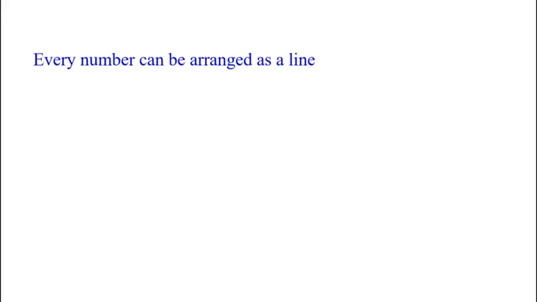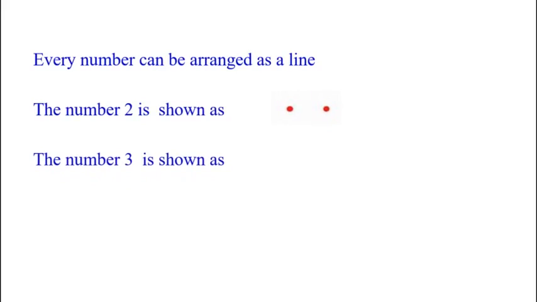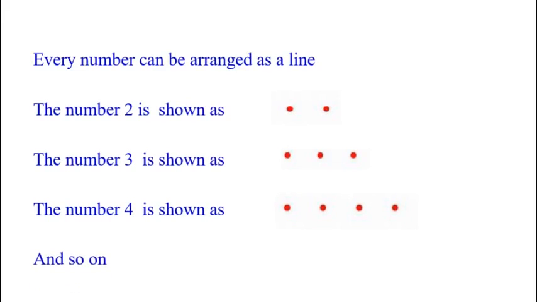For example, every number can be arranged as a line. The number 2 is shown as, so here the number 2 is arranged as a line. Then the number 3 is shown like this in a line. And the number 4 is shown as, this is 4 represented in a line. And so we can represent every number in a line.